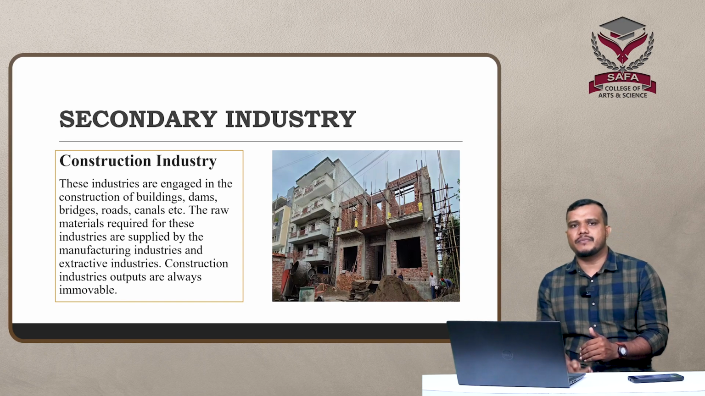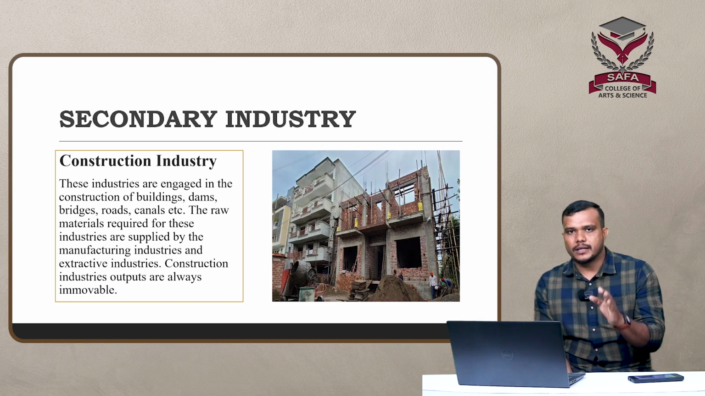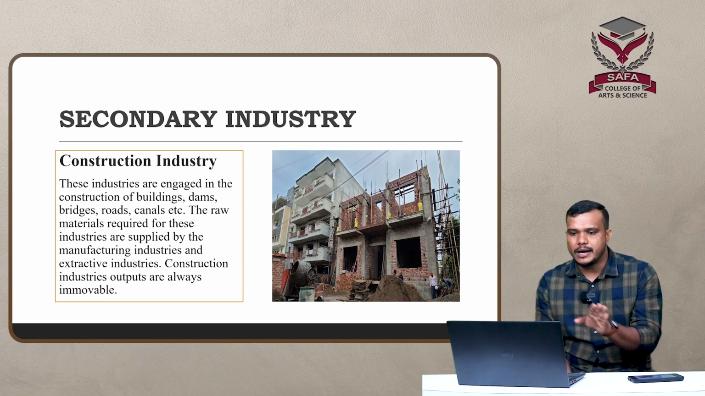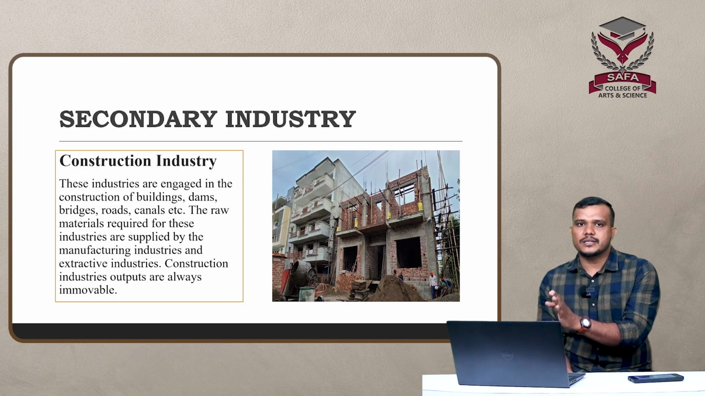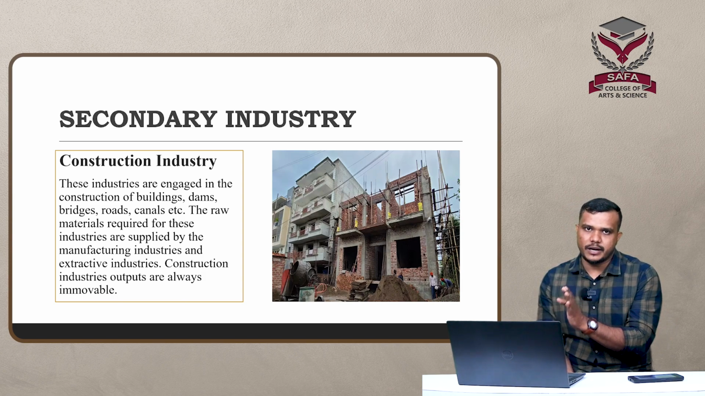So these are the main classifications of industry. Industry is mainly classified into primary, secondary and tertiary. Primary industry is also classified into genetic and extractive. Secondary industry is also classified into manufacturing and construction.